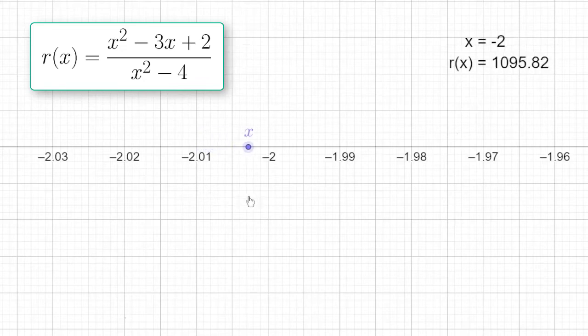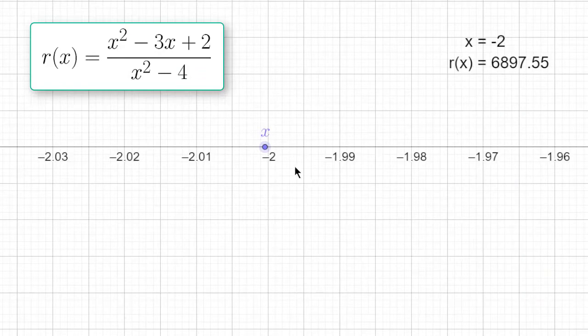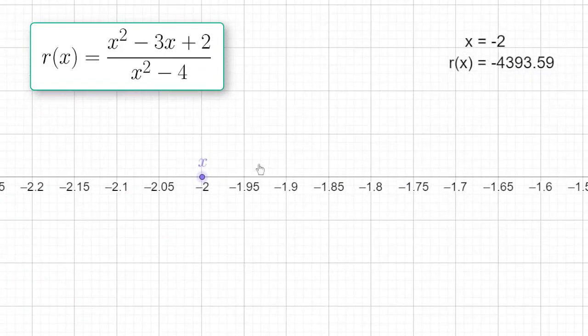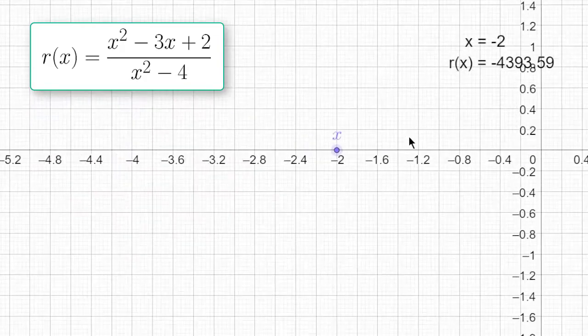As I approach -2 from the left, the values of r of x become very large positive numbers. As I approach -2 from the right, the values of r of x become very large negative numbers. So what we want to do is investigate what's going on here. How can we tell what's going on by looking at the expression, and what's going on with the graph?